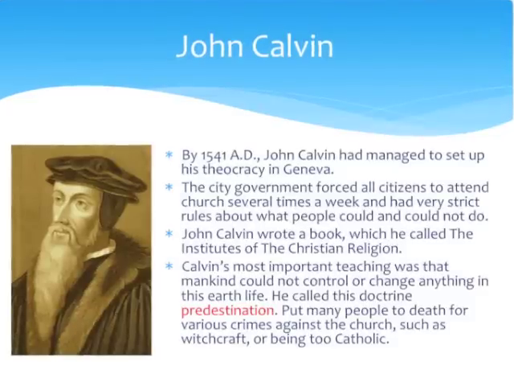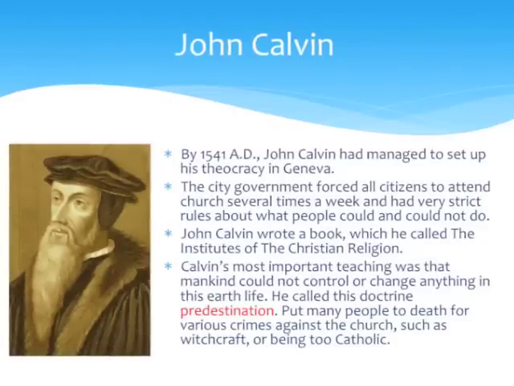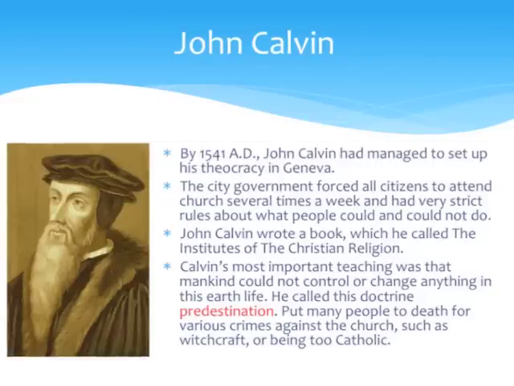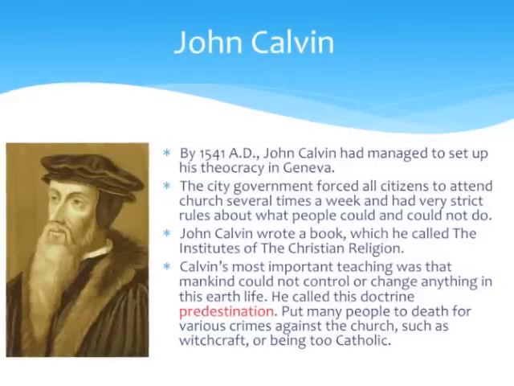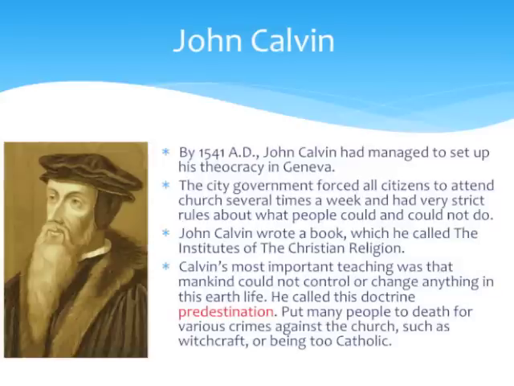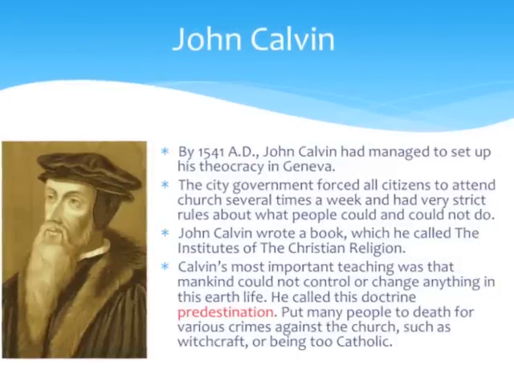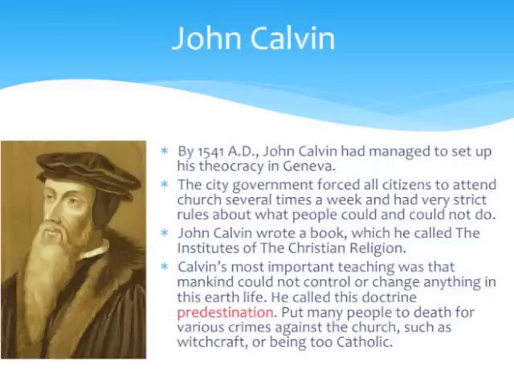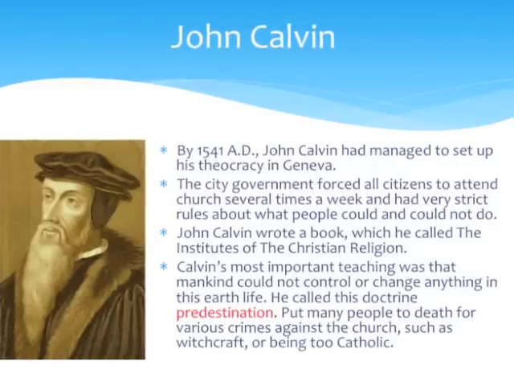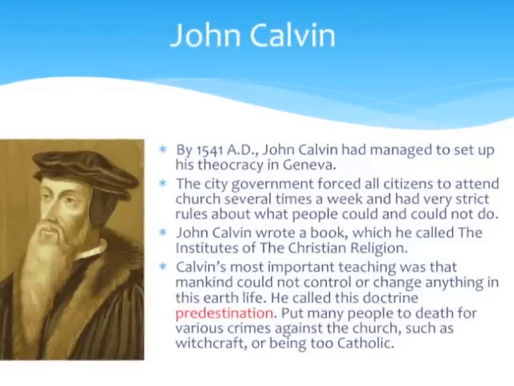Calvin's most important teaching was that mankind could not control or change anything in this life. Calvin believed that everything was controlled by God, the past, the present, and the future. He called this doctrine predestination, and according to this doctrine, certain people were predestined to go to heaven or to go to hell, and it did not matter what they did in this life. As the Calvinists worked to ensure that people practiced the religious teachings that were required by law, they were actually somewhat violent. They put many people to death for lots of crimes against the church, such as witchcraft or being too Catholic.